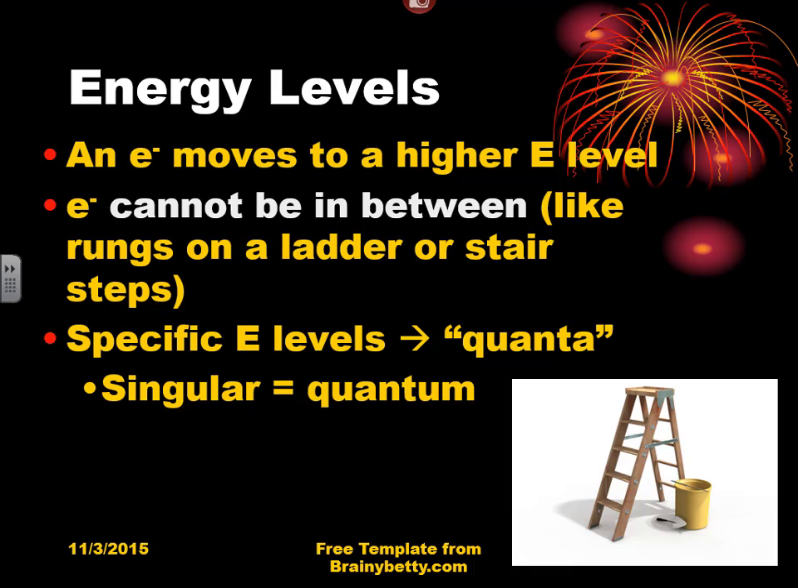These specific energy levels have a name. It comes from the Latin, I believe, quanta. Quanta is what energy levels are called. If you're just talking about one energy level, that's called a quantum, which is the singular form of that word. What's that sound like? Quanta. What word does that sound like? Like quantity, like quantitative. It means how many or how much. They're called quanta because they describe how much energy that electron has. Each level has a different amount of energy.